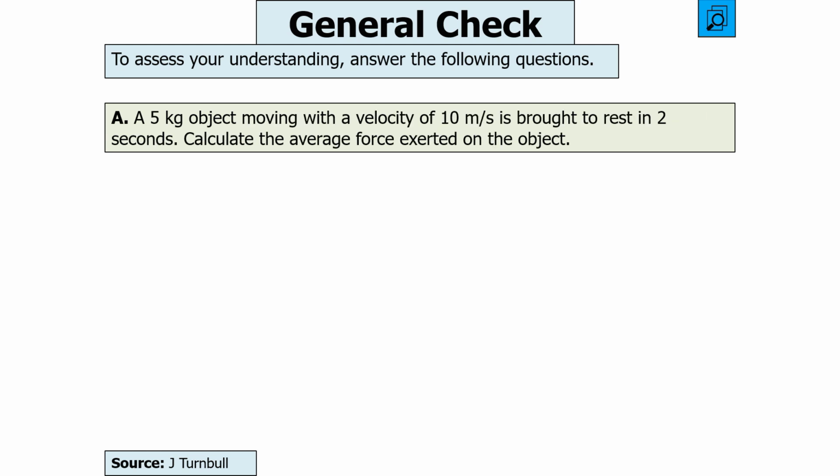A 5 kilogram object moving with a velocity of 10 meters per second is brought to rest in 2 seconds. Calculate the average force exerted on the object. So pause the video now, then unpause the video when you want to go through your answer.